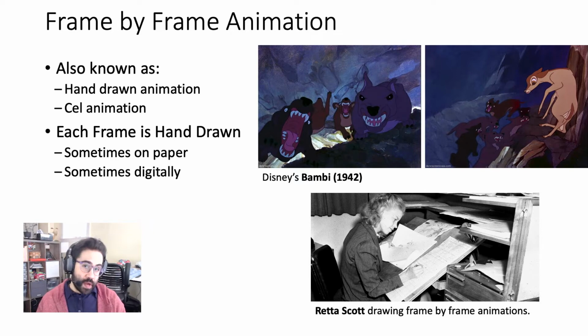Now, the important aspect to frame-by-frame animation is that each frame is hand-drawn. Sometimes that's done with ink and paint on paper or clear celluloid. Sometimes that's done digitally through a drawing tablet or just with a mouse. Frame-by-frame animation is what's responsible for most of the early Disney animated films pre-about 1990.